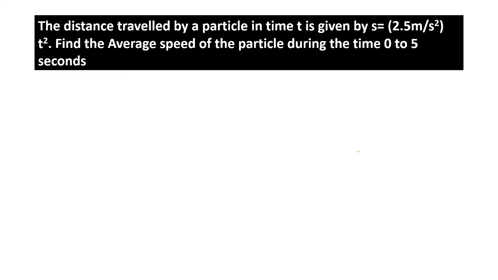Before I start, you have to know one thing: what is speed? Speed is the total distance covered by the particle with respect to time. Let us consider a particle is moving from point A to B in various paths, in various ways. So what will be the speed?